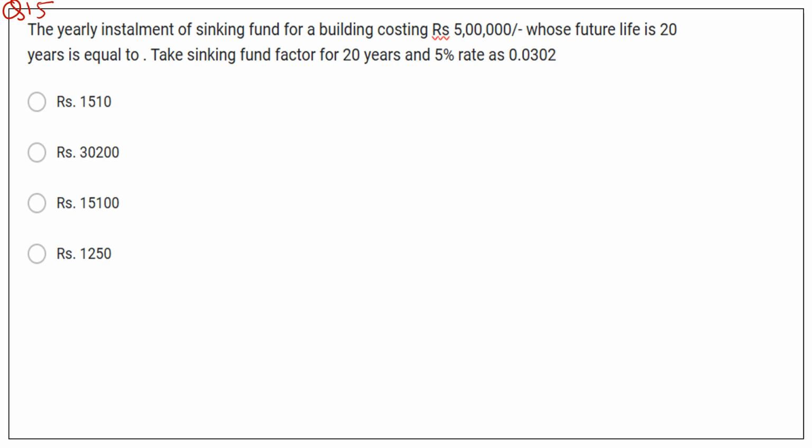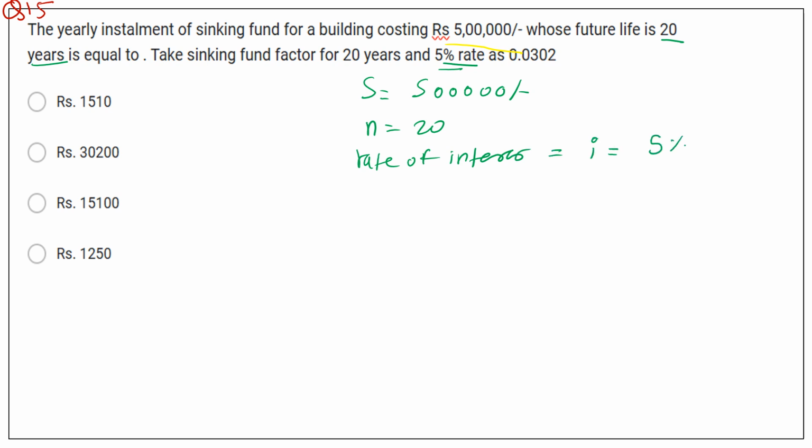Then the last question, question number 15. The yearly installment of sinking fund for a building costing 5 lakh. So the cost is 5 lakh, which is S, the sinking fund. Then next, whose future life is 20 years, means number of years n equals 20. Then take the sinking fund factor for 20 years as 5%. So 5% is nothing but the rate of interest, which is i, and i equals 5%. So 5% is nothing but 0.05.